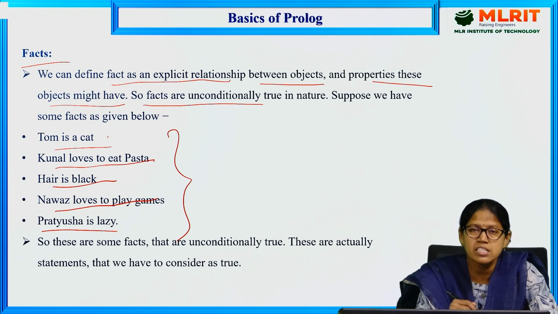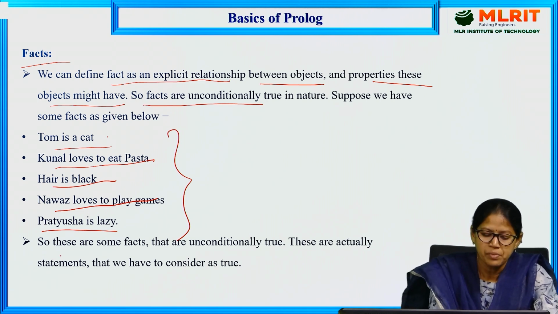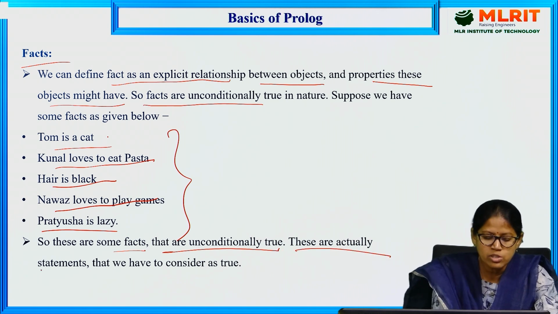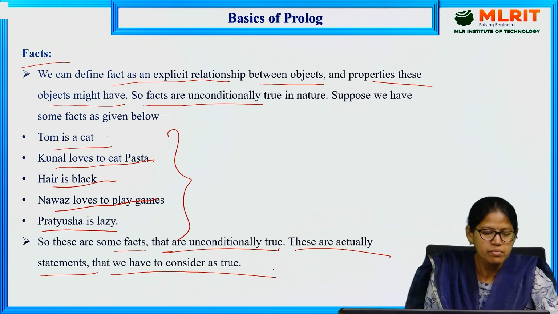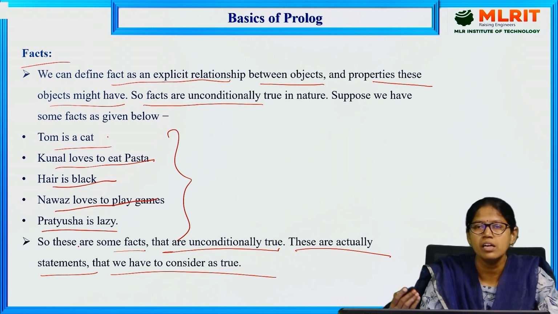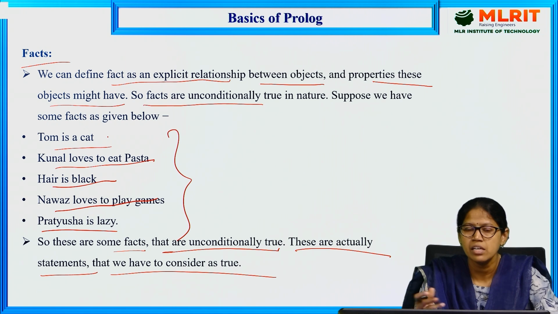All these facts are stored in the knowledge base, the database. These are statements that we have to consider as true. Not only these; we can write a girl named Rani, a boy Ravi. Like that, we can write any statement as true in nature and store it in the database.